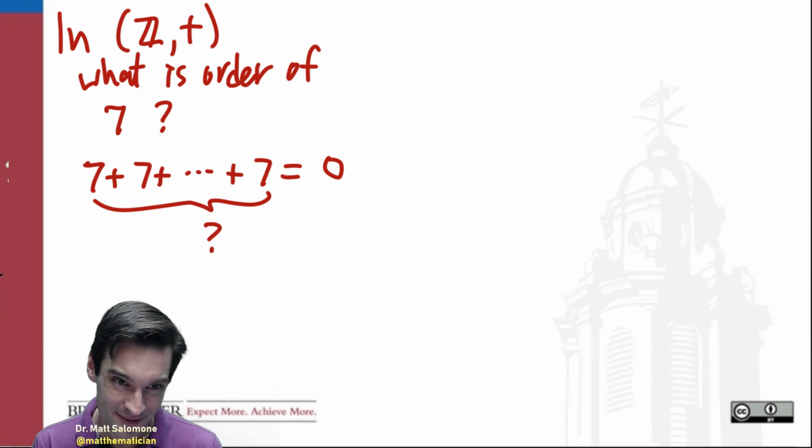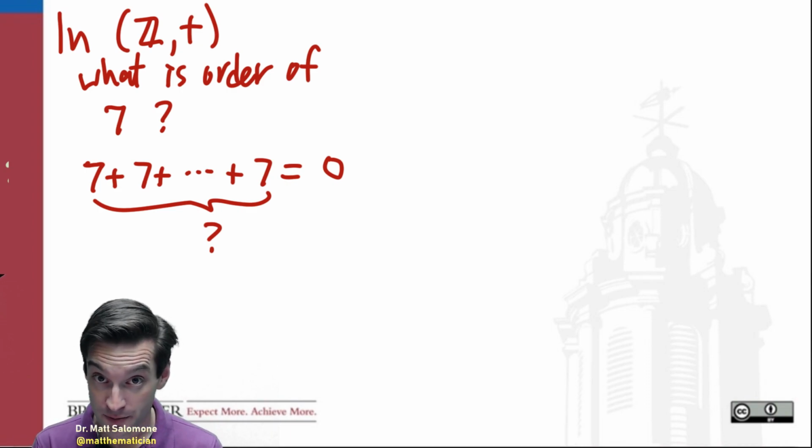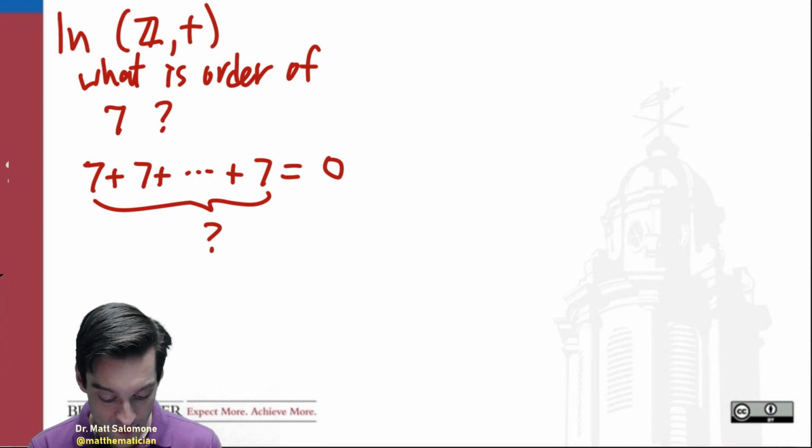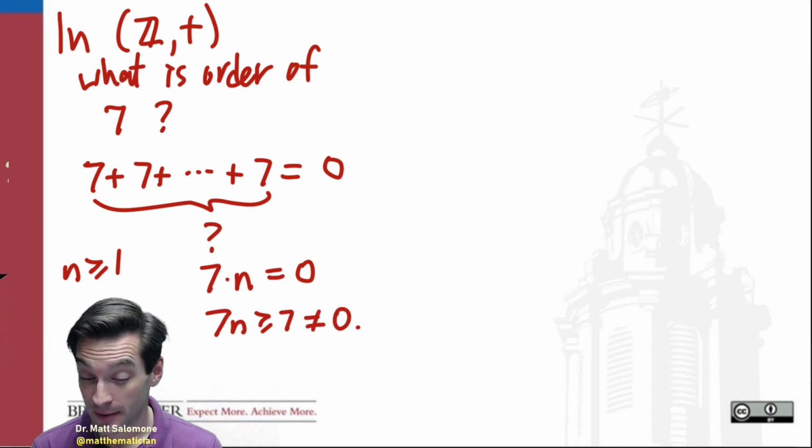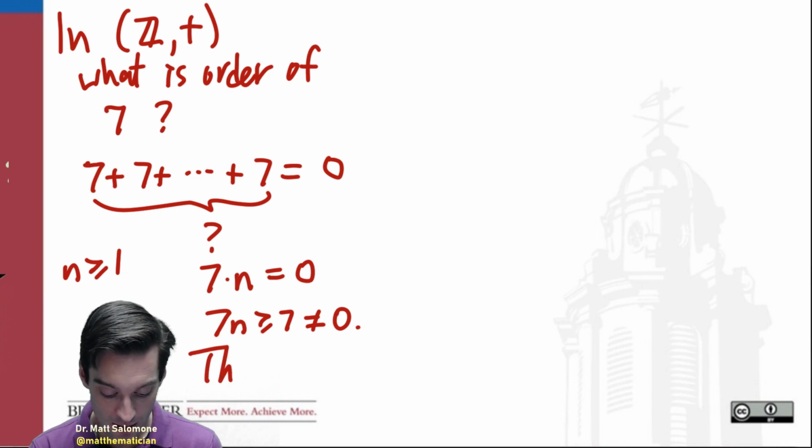Well, we're talking about ordinary integers, the kind that you learn in 2nd and 3rd grade, right? And so this is just going to be 7 times n as integers, where n is greater than or equal to 1 here, right? But 7 times n is always going to be greater than or equal to 7, and therefore can never be equal to 0. And so the order of 7 is infinite.